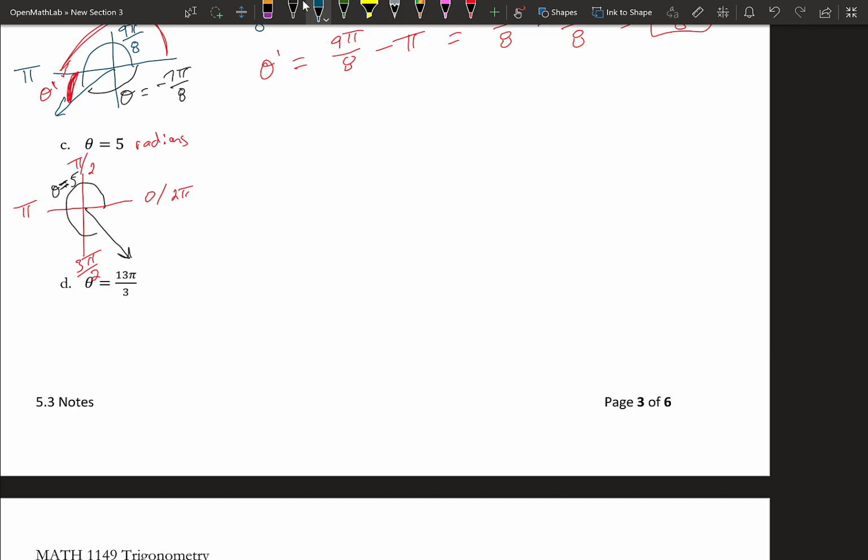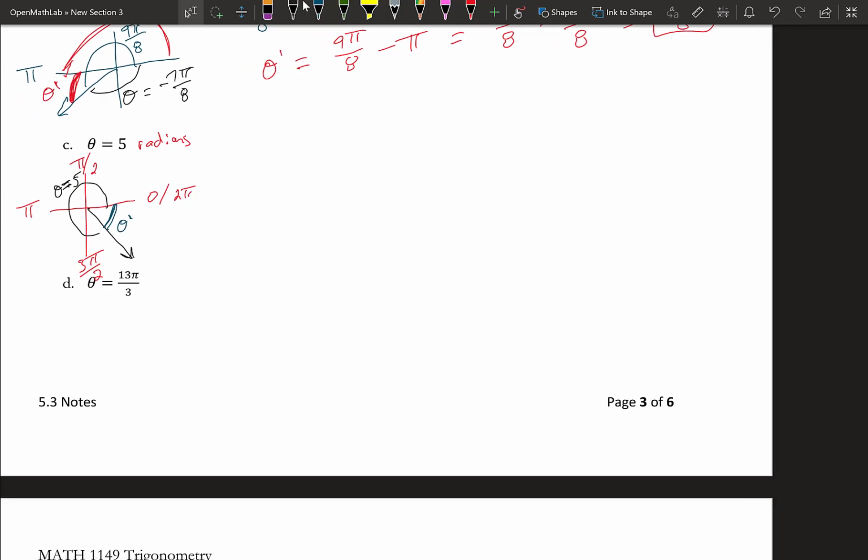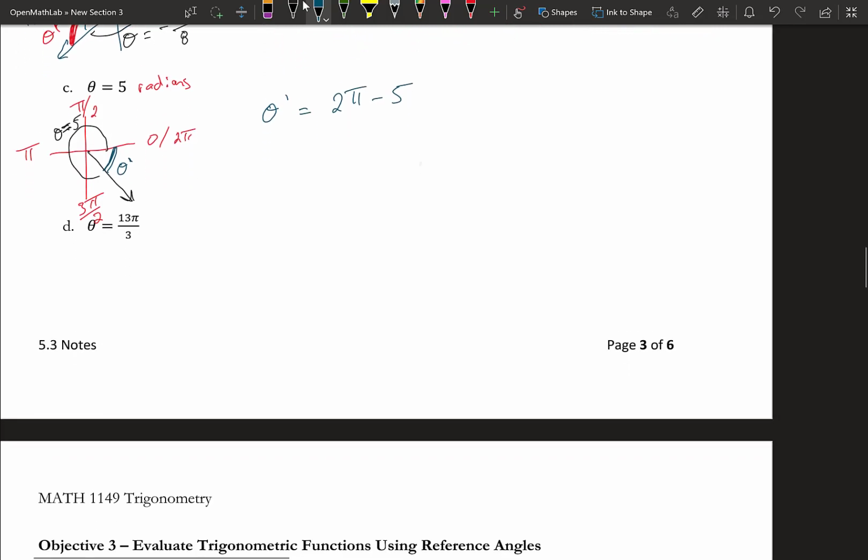What we're trying to find is this guy, the reference angle, right? Remember, reference angle is always the acute angle. So to figure out that part, we would need to take theta prime equal to 2 pi, one full rotation, minus 5, right? Which we could just leave like that, right? There's really no way to make that any simpler.